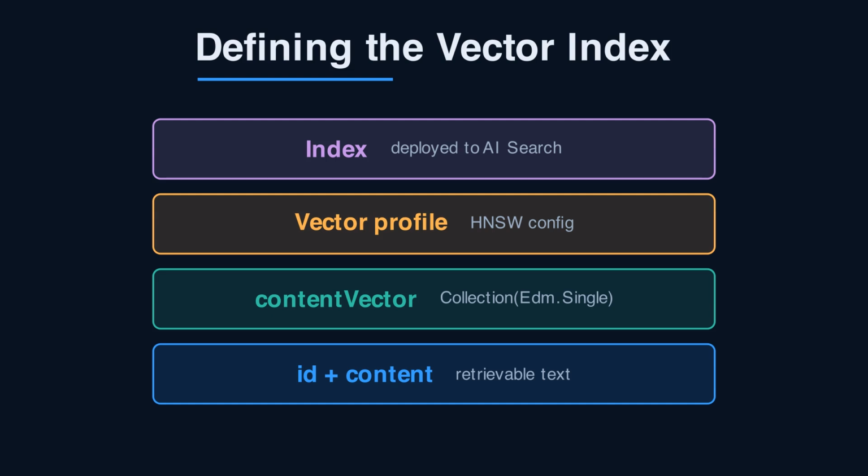Keep the original text in a separate retrievable field so you can return the actual passage, not just an ID. If the dimensions on the field don't match what the model emits, index creation or upload will fail, so treat that number as a contract between the 2 services.